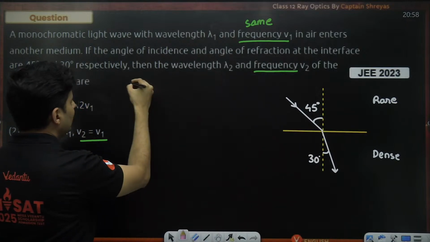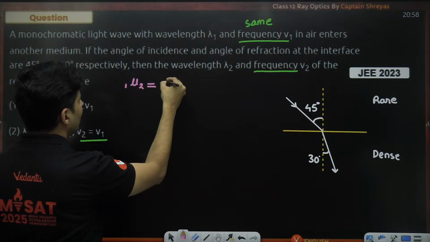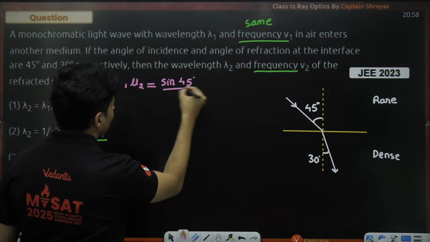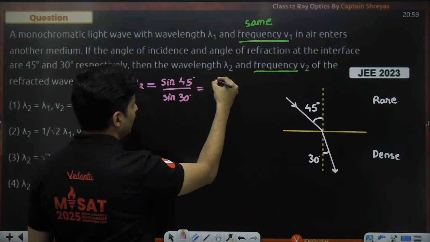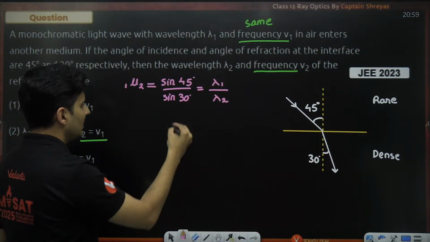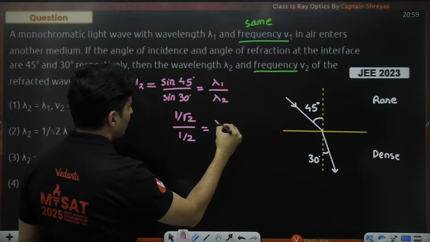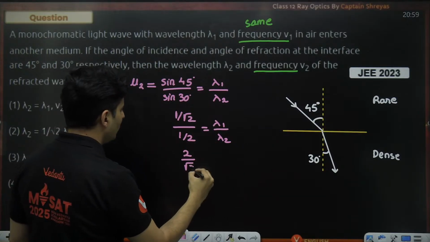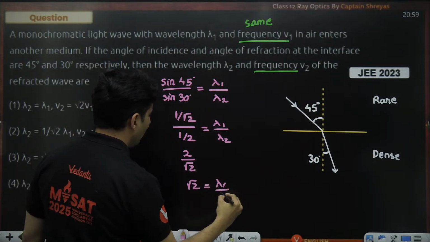So for that, light is going from the first medium to the second medium. So this will be nothing but sine of i, which is sine of 45 degrees, by sine of r, which is 30 degrees, which is wavelength in the first medium, lambda 1, by wavelength in the second medium, lambda 2. So sine 45 is 1 by root 2, sine 30 is 1 by 2. So that will be lambda 1 by lambda 2. So this will become 2 by root 2, which is the same as root 2, is lambda 1 by lambda 2.